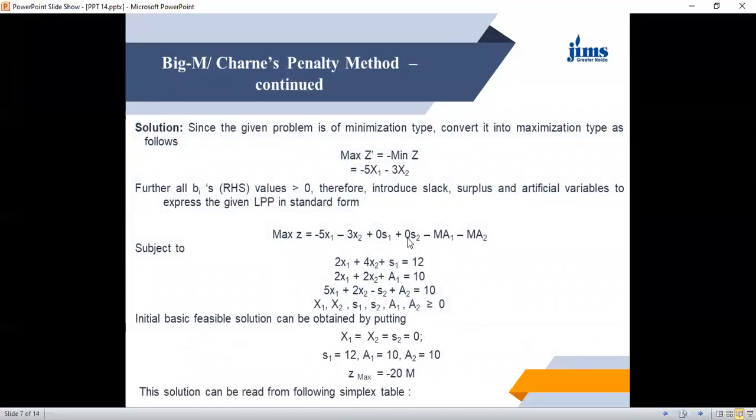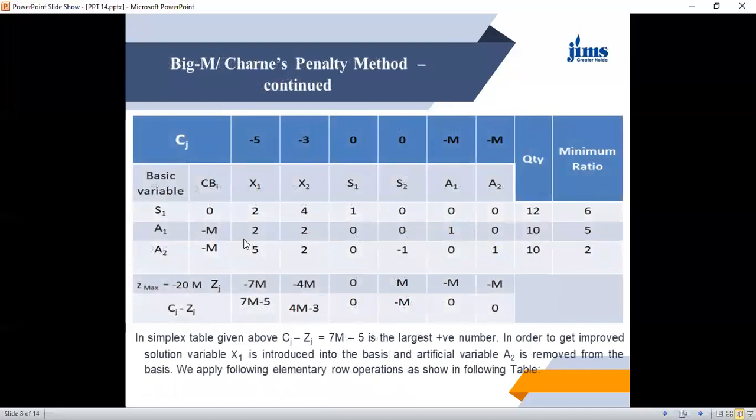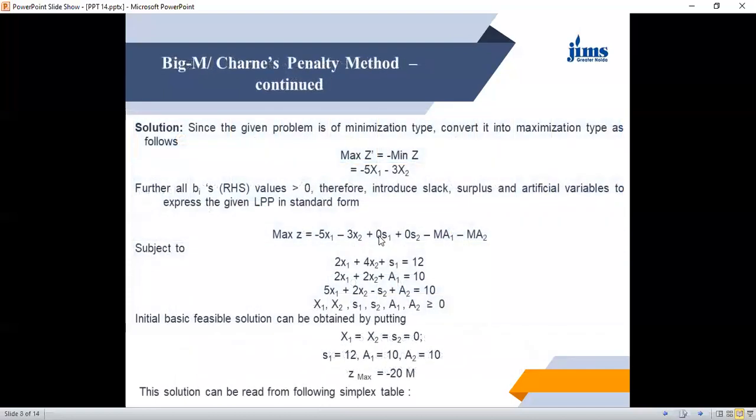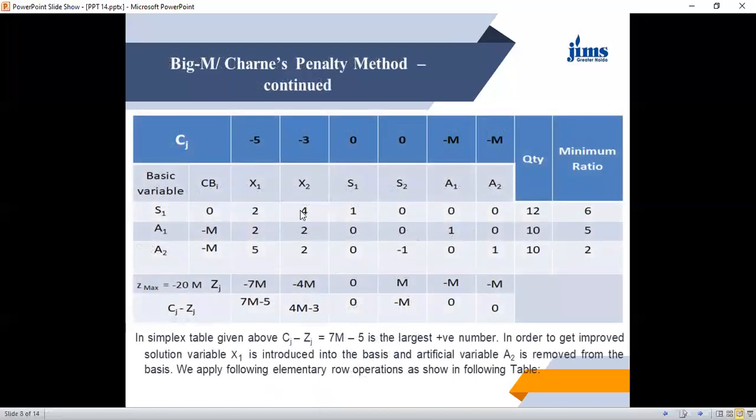These are the coefficients in the objective function, and S1 has a coefficient 0 in the objective function. So we write 0, -m, -m, and then we write the coefficients of the first constraint. So x1 will have the value 2, x2 4, S1 1, S2 0, A1 0, A2 0, and the quantity is equal to 12.